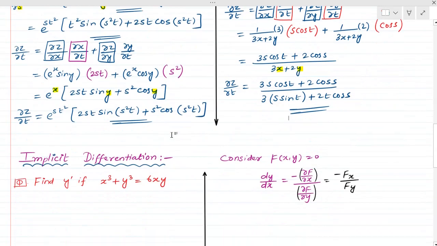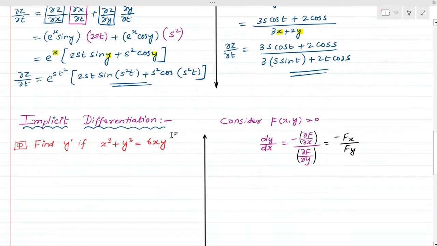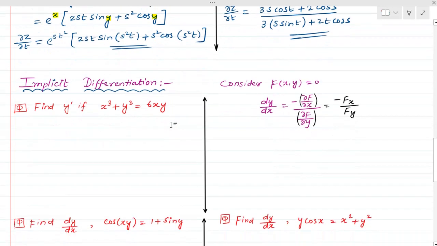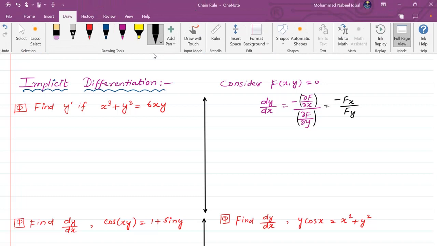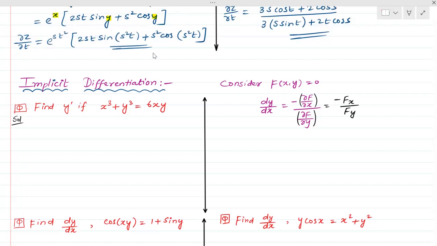That's it. Now the next one is the implicit differentiation. And this is a very important question. So first of all, what is the implicit differentiation? As we know from calculus one, how will you go with the regular method?